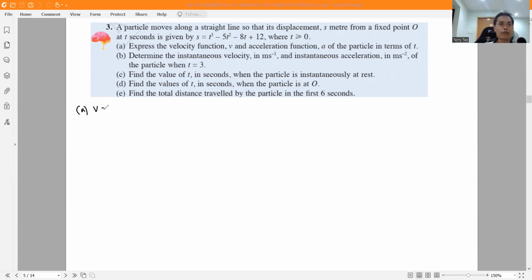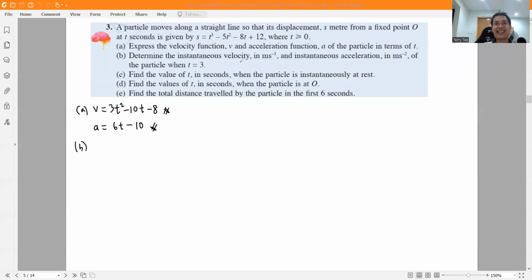So we know when you differentiate displacement, you will get velocity. So when you differentiate this, you get 3t power 2. Bring the power down, copy t, reduce the power by 1. Bring the power down, 5 times 2 is 10. Copy t, reduce the power by 1, 1. This is linear form, differentiate negative 8t, you get minus 8. And when you differentiate 12, 12 is a constant, you get 0. So that's your velocity function. To find acceleration function, differentiate 3t squared, you get 6t. Differentiate minus 10t, you get minus 10. There you go, that's your acceleration function.